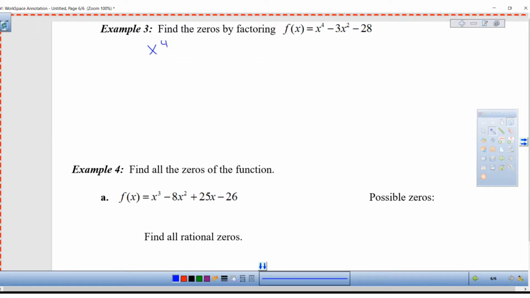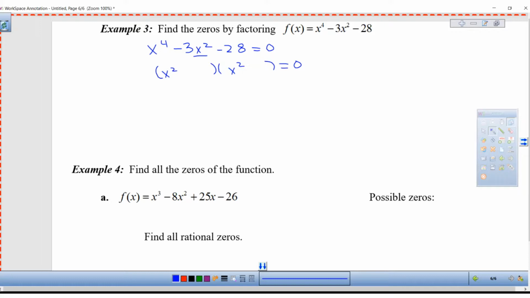So this is simple. So it's just x to the fourth minus 3x to the second minus 28 equals 0. Now, x to the fourth is a little strange, but don't be scared. All you have to do is look right there and know that you split it into an x squared. So it's going to go to an x to the second and x to the second.